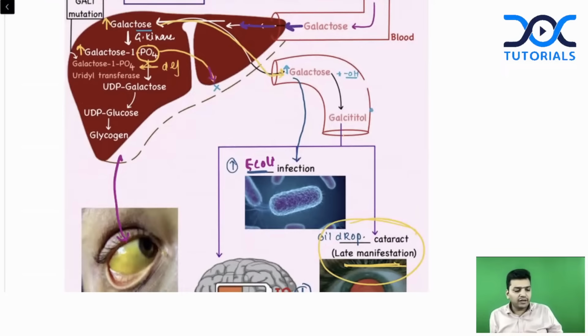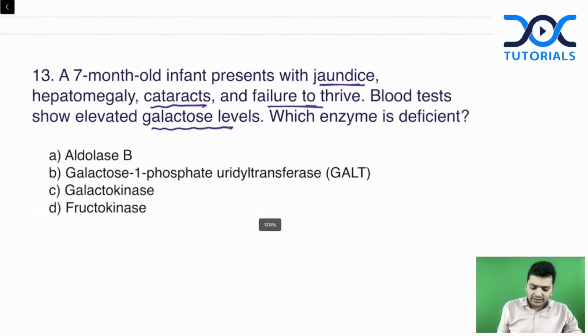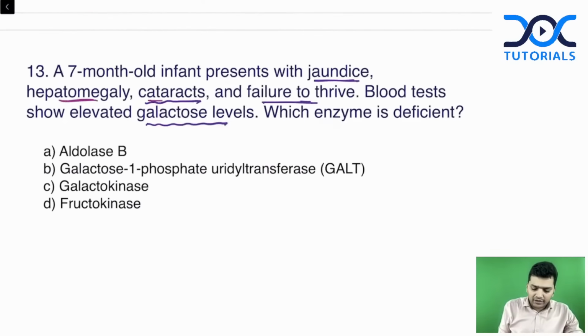So this is what they are writing in the MCQ. Look at here now. There is a child, he's having hepatomegaly, cataract, jaundice, failure to thrive, more galactose. It's a classical galactosemia, and it is due to deficiency of galactose 1-phosphate uridyl transferase, GALT. It's due to deficiency of GALT.